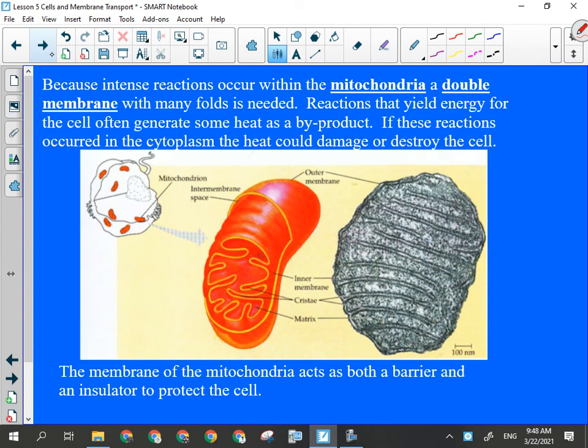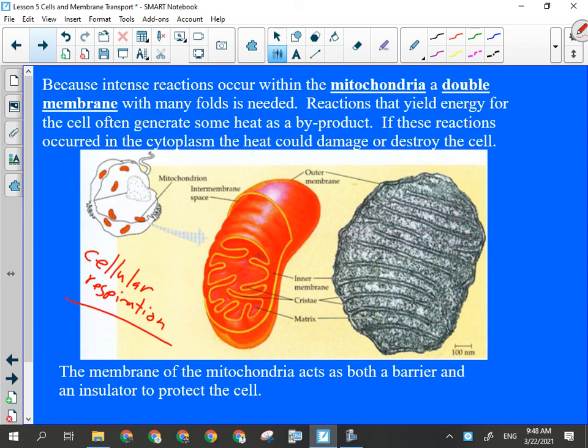The mitochondria. As we said, the important part of the mitochondria is that it carries out cellular respiration. It burns sugar and releases the energy within it.